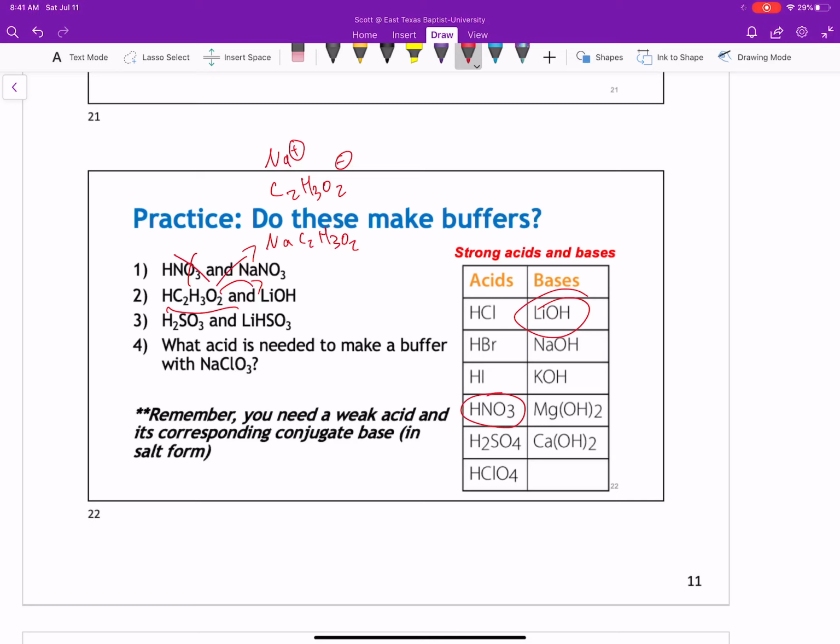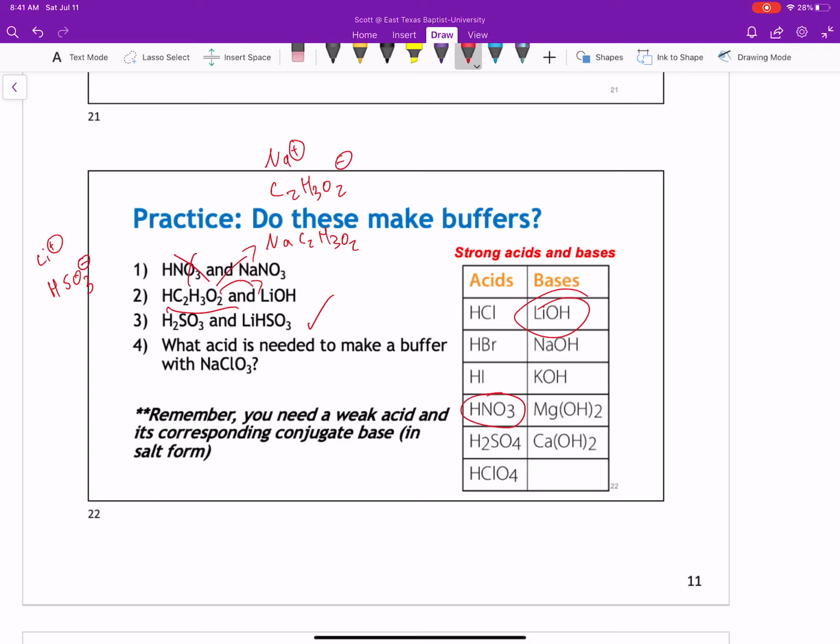H2SO3 looks to me to be a weak acid because it's not on our list. And then LiHSO3. Okay, well that kind of looks like it could work. We have a weak acid, and then we have its conjugate base. Because for H2SO3, you subtract one of those protons to get HSO3 minus, and then you throw on a counter ion. So that one would work.